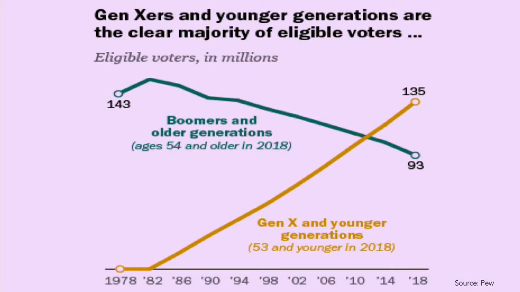Notice that the younger voters are voting at very low rates. Not only are they voting at low rates, they're underrepresented in politics. Because we see here, this is from Pew, and we're looking at the population of the Gen X folks and millennials. They're increasing over time, and the boomers and older generations are decreasing. Actually, the Gen X and younger generations have passed the boomer and older generation around the mid-teens or so.